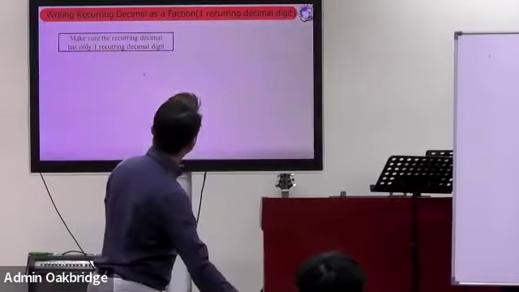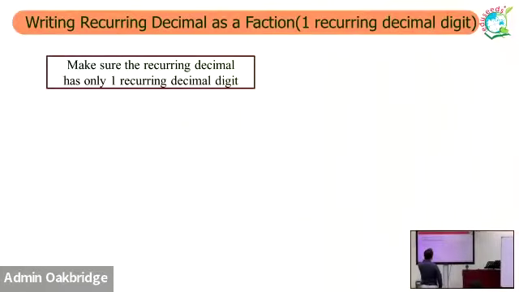So this is for the case of one recurring decimal digit. Let's say like 0.22222 or 0.333333. All these are called one recurring decimal digit. Only one decimal digit is repeated. Make sure the decimal has only one repeating digit.